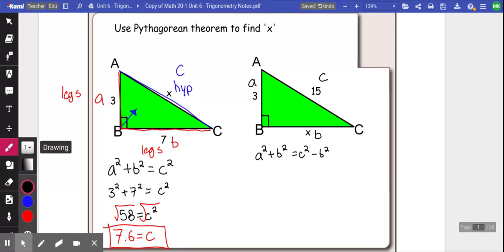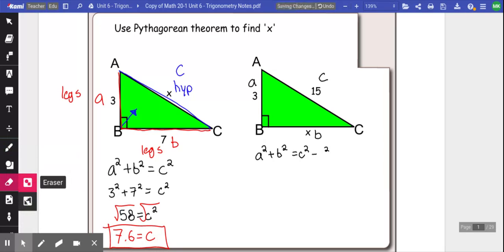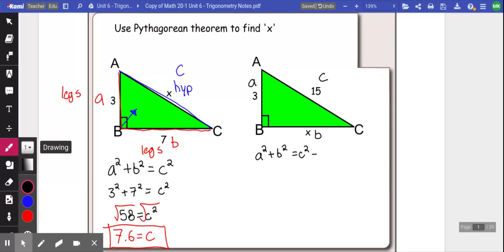I would subtract my B squared. I wouldn't. I'd subtract my A squared to get B squared by itself. And B squared equals C squared minus A squared. There we go. Some people have that formula memorized. So C squared minus one of the legs squared equals the third leg squared. I don't know. I just really like to rearrange it.